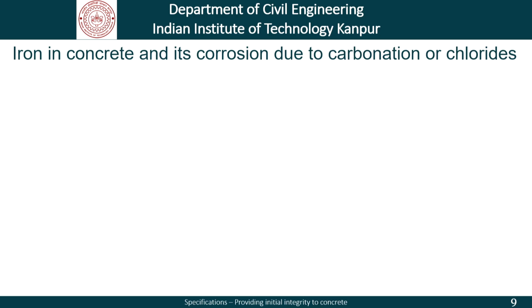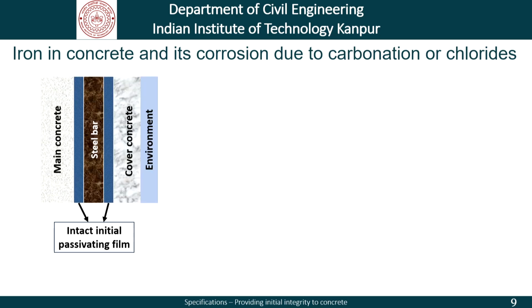Moving on, as far as iron and its corrosion is concerned, we have already talked about a diagram like this, that the steel bar is protected by an initial passivating film. This is the environment, this part is the cover concrete, this is the main concrete, and the effort is to be made to provide sufficient depth of this cover and the quality of this concrete to ensure that the steel bar remains protected during the service life of the structure.